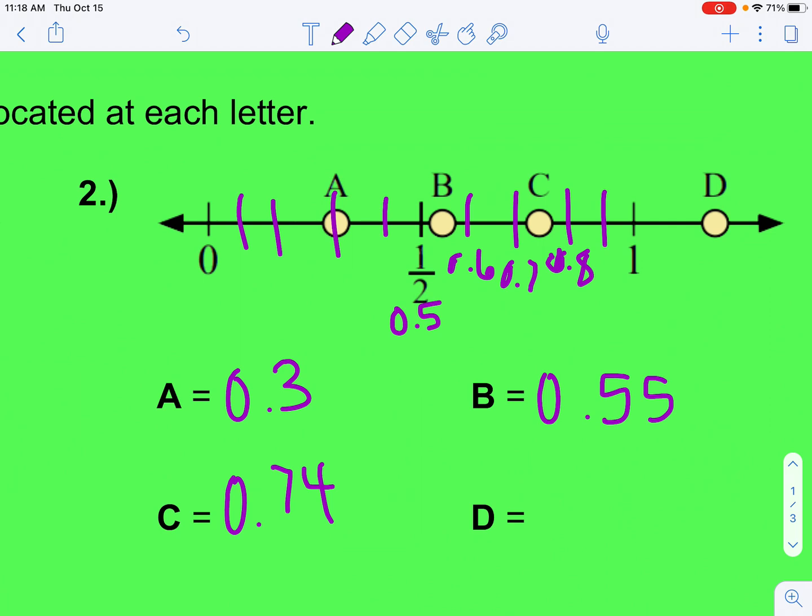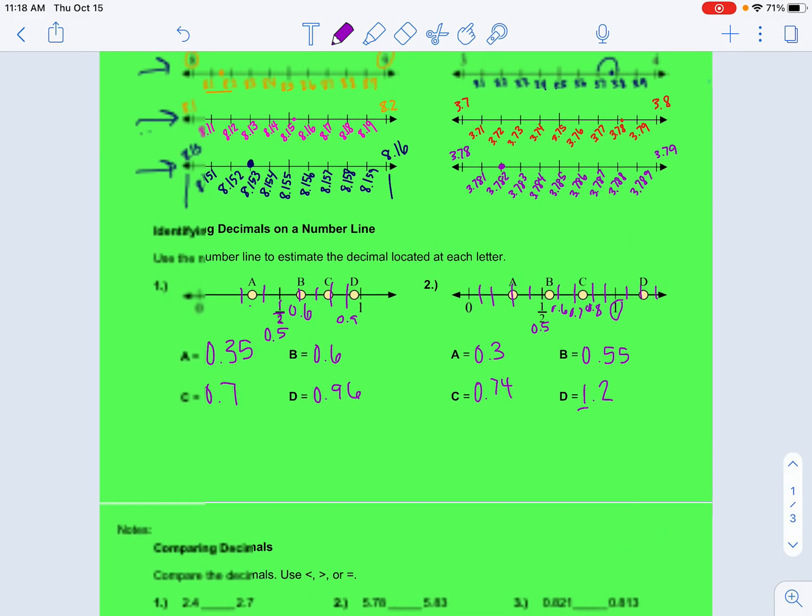Alright, and our last one, I have D, which is way past my 1. So I can just keep splitting this up into tenths. 1/10, 2/10, 3/10. So I would say D is probably about 1 and 2/10. It's past my 1, so that's why I write a 1 there.